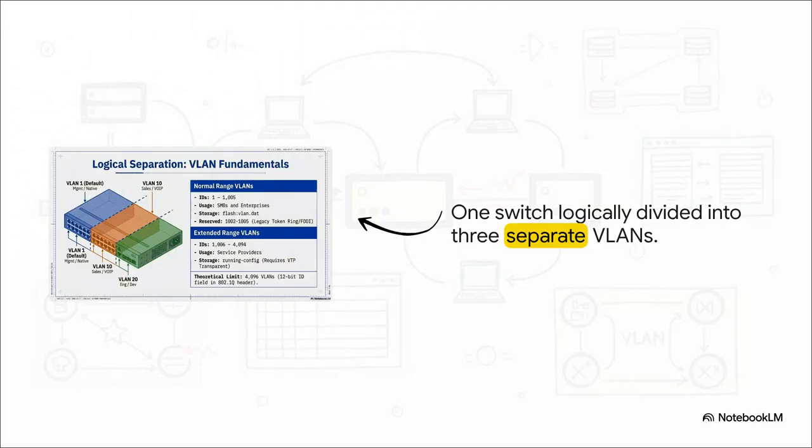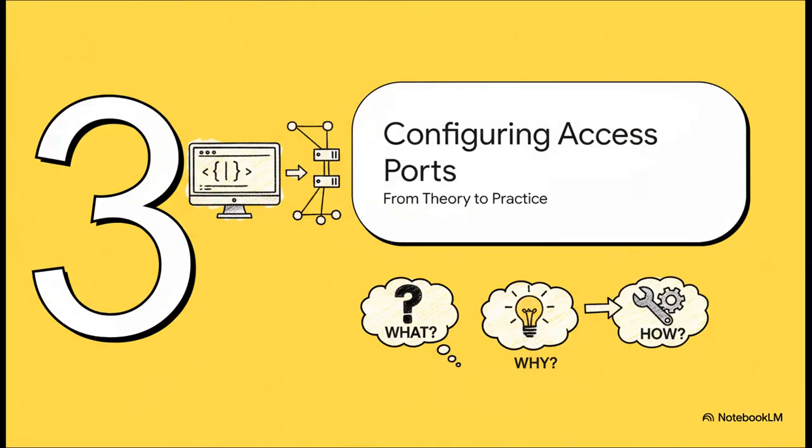And this is what it looks like in practice. See, we haven't added any new hardware, but this one switch now acts like it's 3 separate devices. The sales and VoIP traffic is totally invisible to the engineering and dev teams, and vice versa. It's like we've built soundproof virtual walls right inside the switch, which is a huge boost for both performance and security.